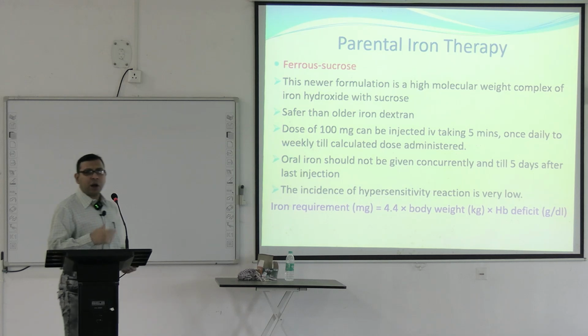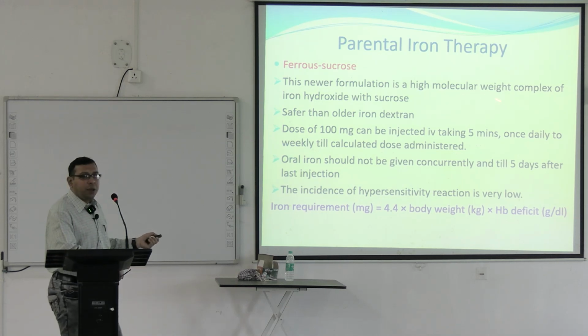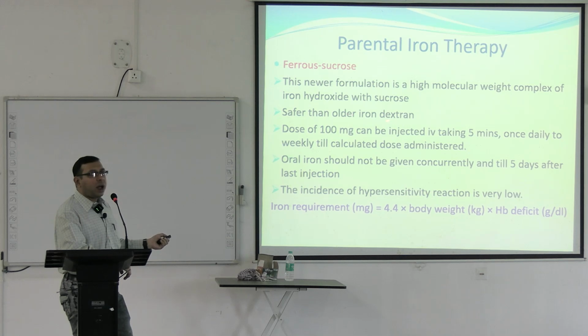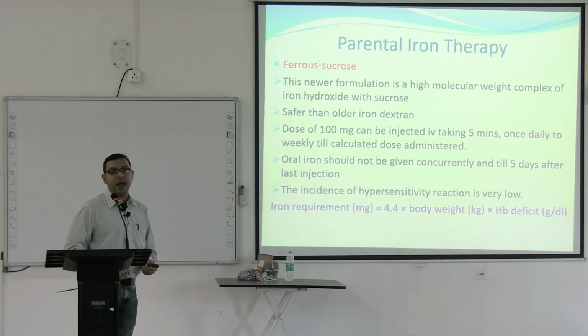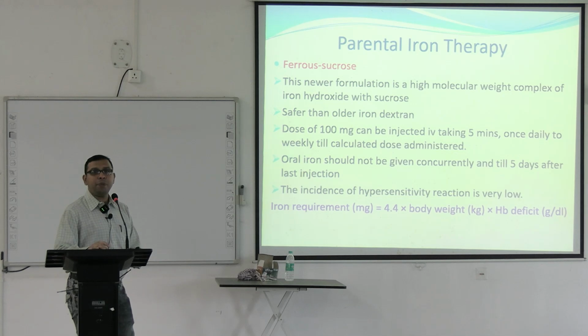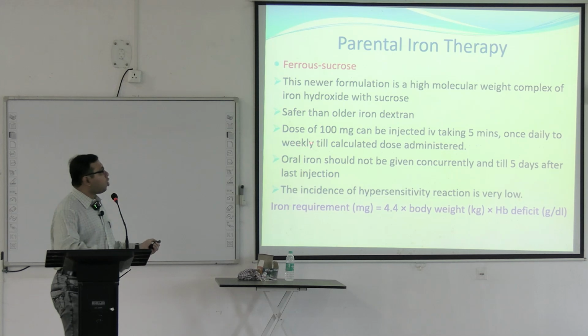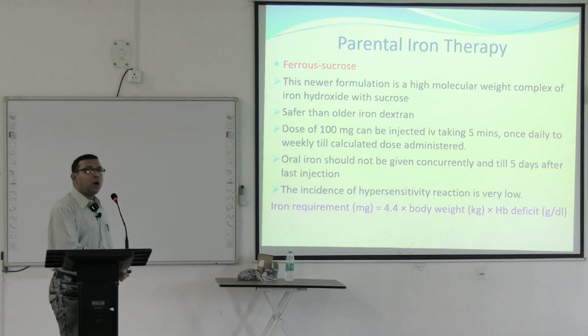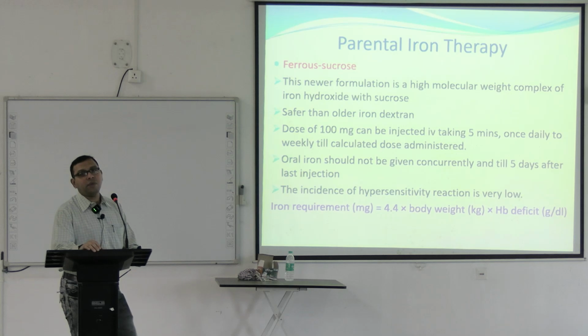Ferrous sucrose, this is a somewhat newer one. This newer formulation is a high molecular weight complex of iron hydroxide with sucrose. So there is a core of iron hydroxide and sucrose is attached to it. It is safer than the older iron dextran, safer in terms of anaphylactic reactions. With parenteral iron preparations, there is always a problem of anaphylactic reactions, even in the very newer forms. A dose of 100 milligram can be injected IV over 5 minutes, once daily to weekly, till the calculated doses are administered. Now oral iron should not be given concurrently until 5 days after the last injection, and the incidence of hypersensitivity reaction is very low.